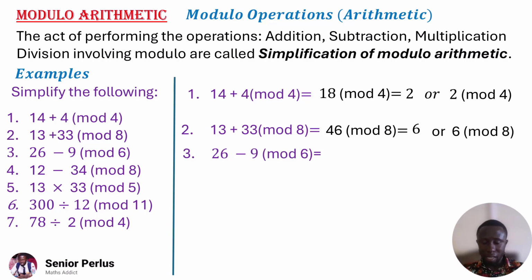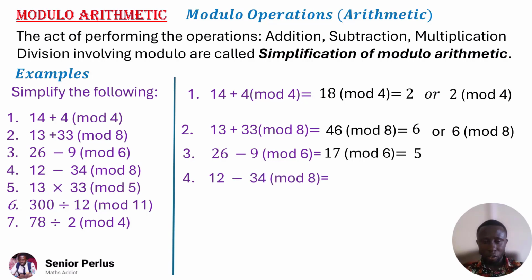26 minus 9 mod 6. That is 17 mod 6. You can subtract until you get a positive number which is less than 6, or you can use the mixed fraction. And what's the answer? Good. The answer is 5.